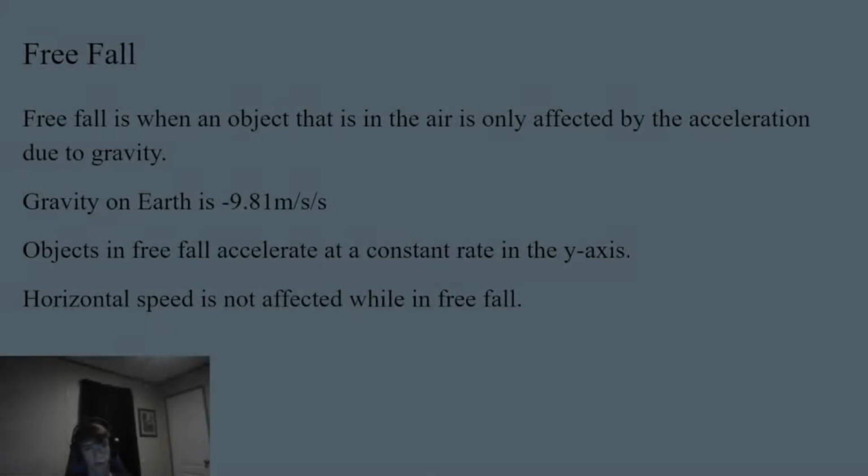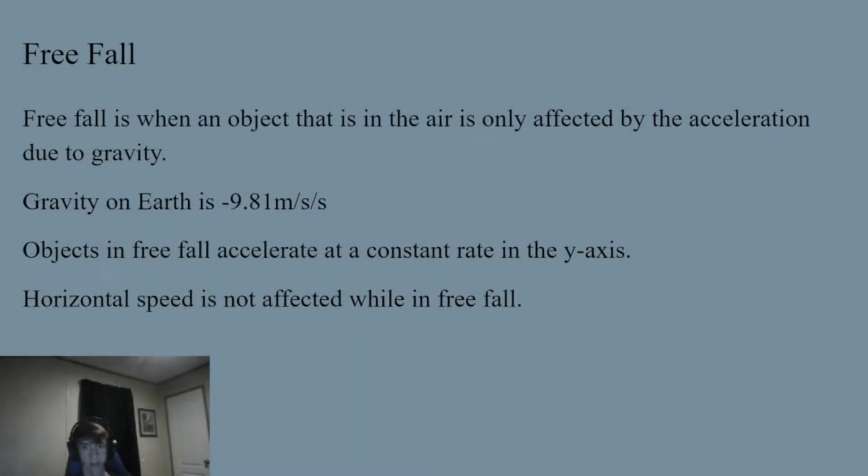Free fall. Free fall is when an object that is in the air is only affected by the acceleration due to gravity. Gravity on Earth is negative 9.81 meters per second squared. Objects in free fall accelerate at a constant rate in the y-axis. Horizontal speed is not affected while in a free fall.